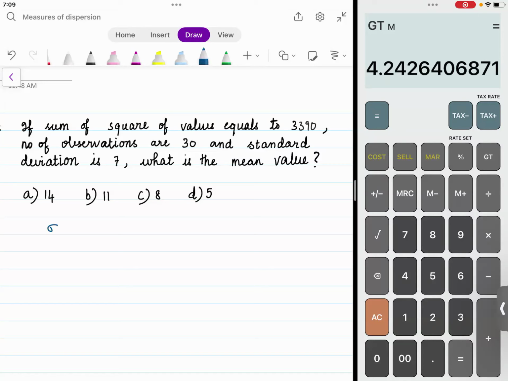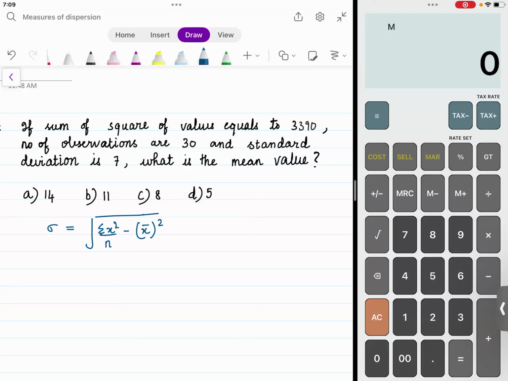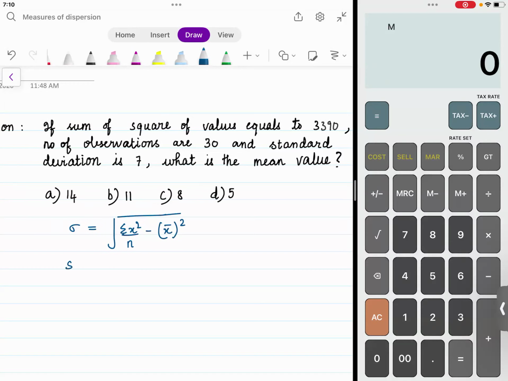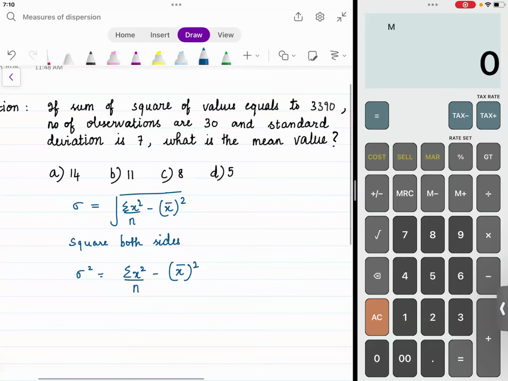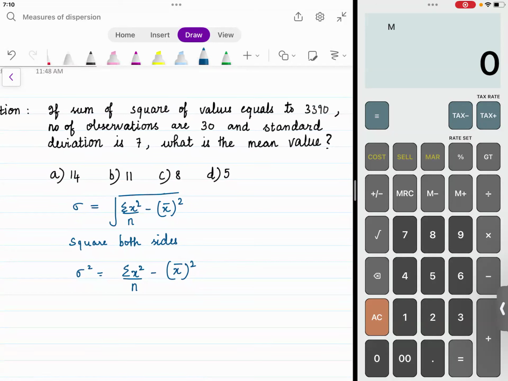What is sigma? Sigma is equal to standard deviation, which is given by the formula root of summation x square by n minus x bar the whole square. In order to solve it, let's square both sides. So if we square both sides, what we'll get? Sigma square is equal to summation x square by n minus x bar the whole square. What is standard deviation given as? Standard deviation is given as 7.